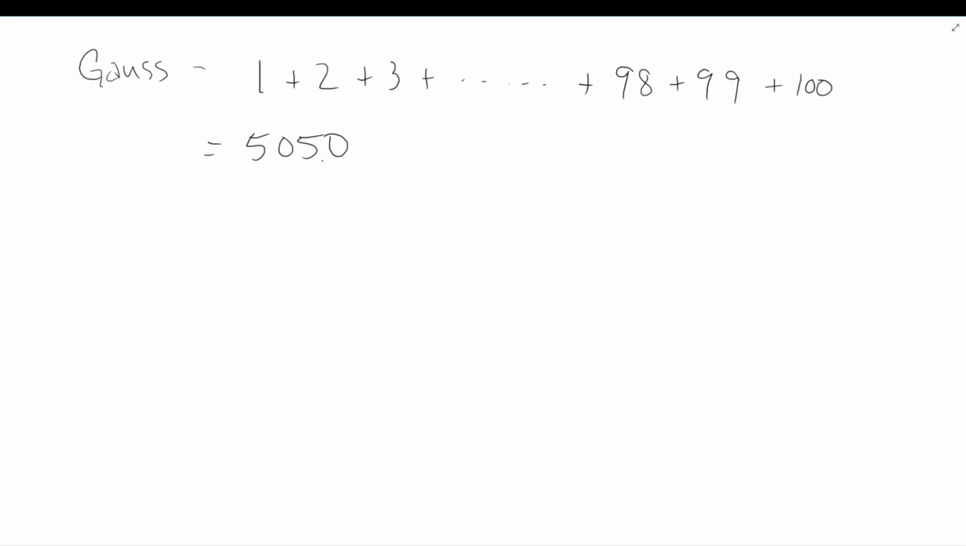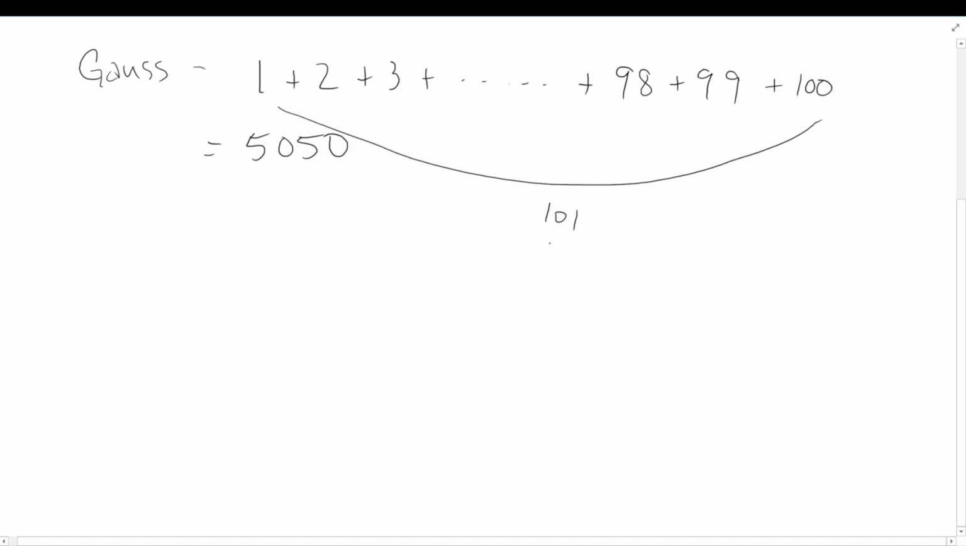So how did Gauss come up with the answer in just a few seconds? Okay, so what was the genius that Gauss noticed? Well, here's the cool part, and this is the part I love. This is maybe not my favorite proof of this one, but it's still very clever. He noticed that if he added the first number to the last number, 1 and 100, he gets 101.